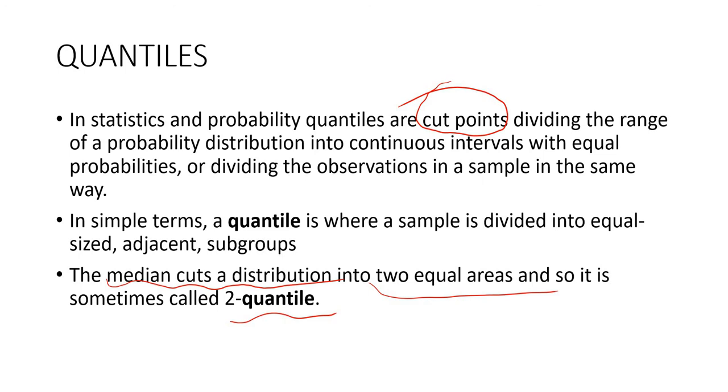That is the concept of quantile. Quantiles are the cut points which divide the data. They can cut the data points into two groups, into four groups, into six groups, like that. To cut into four groups, we need three quantiles.